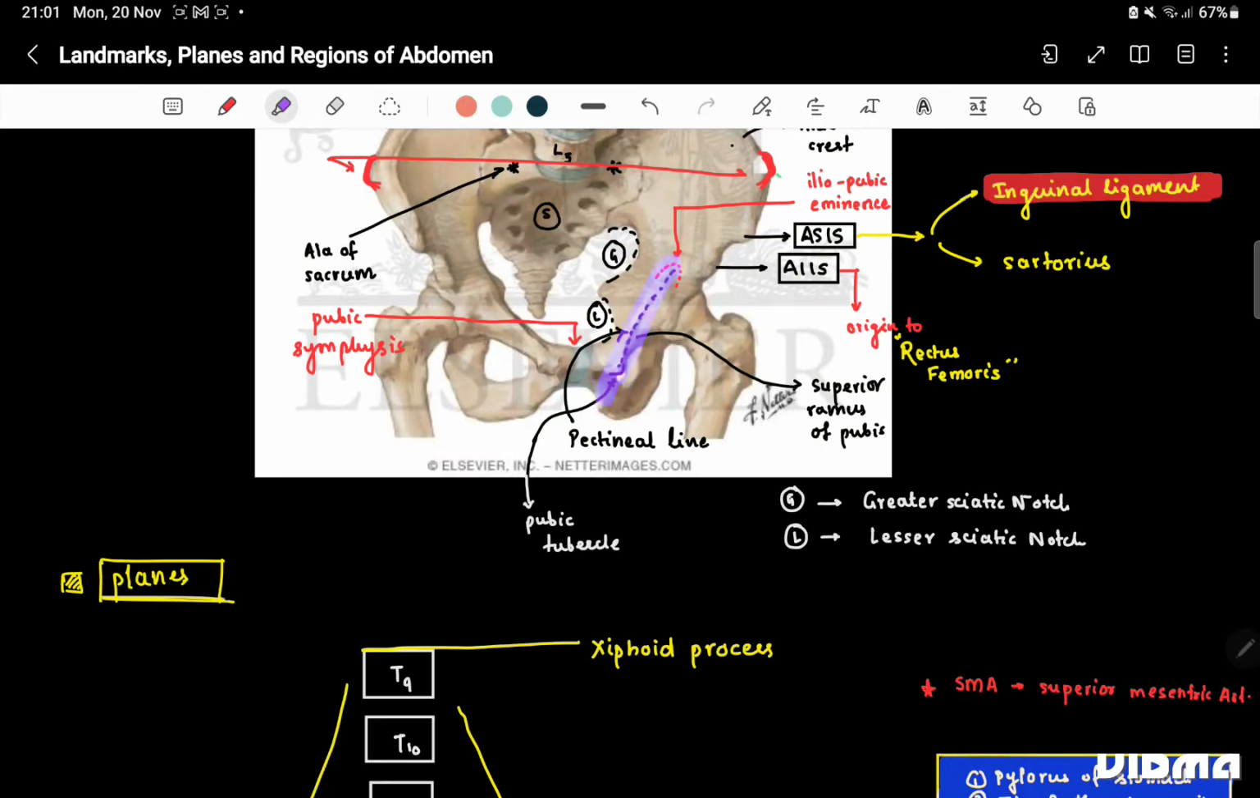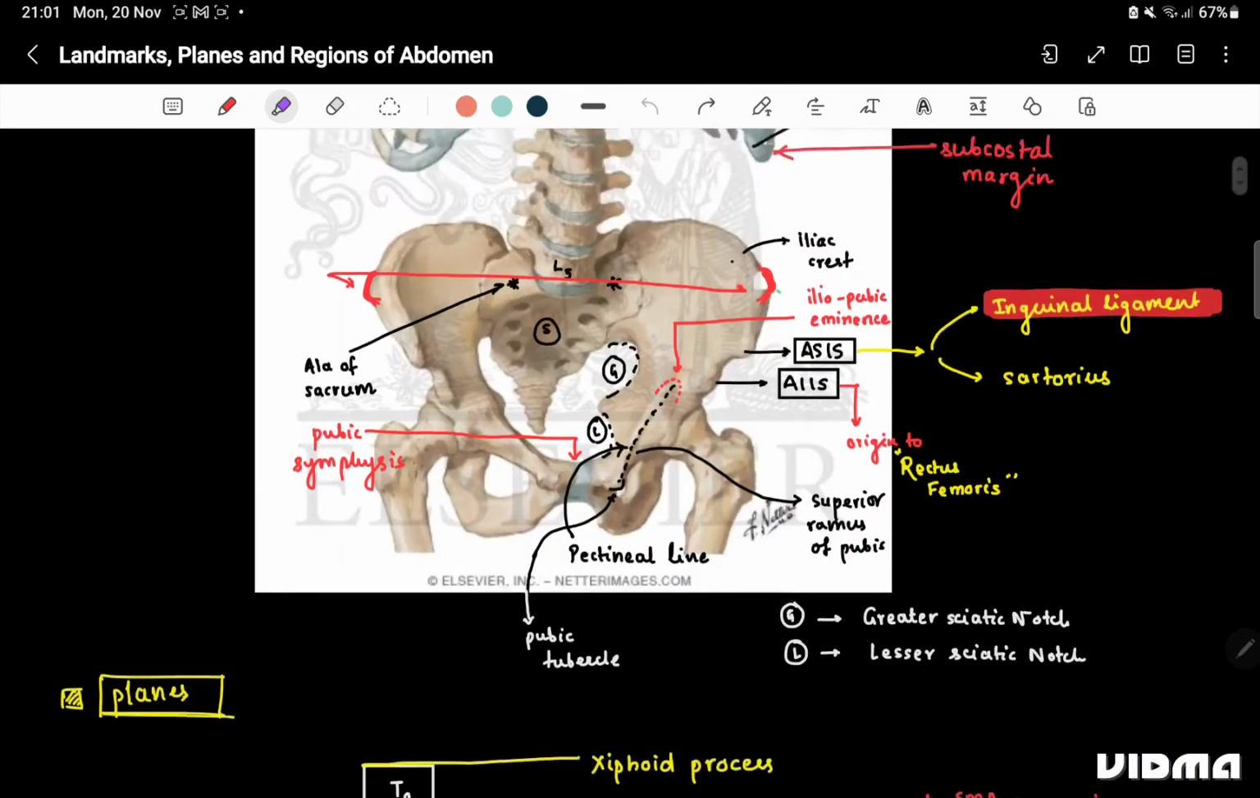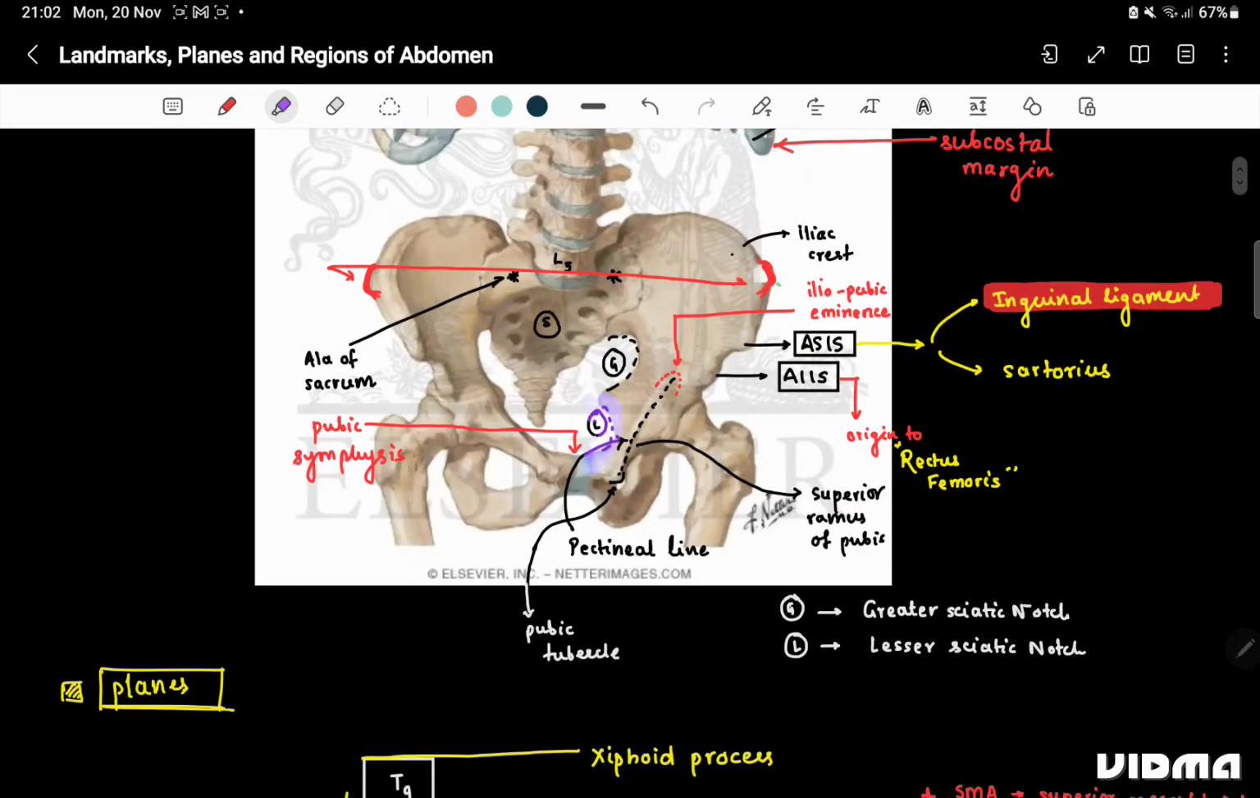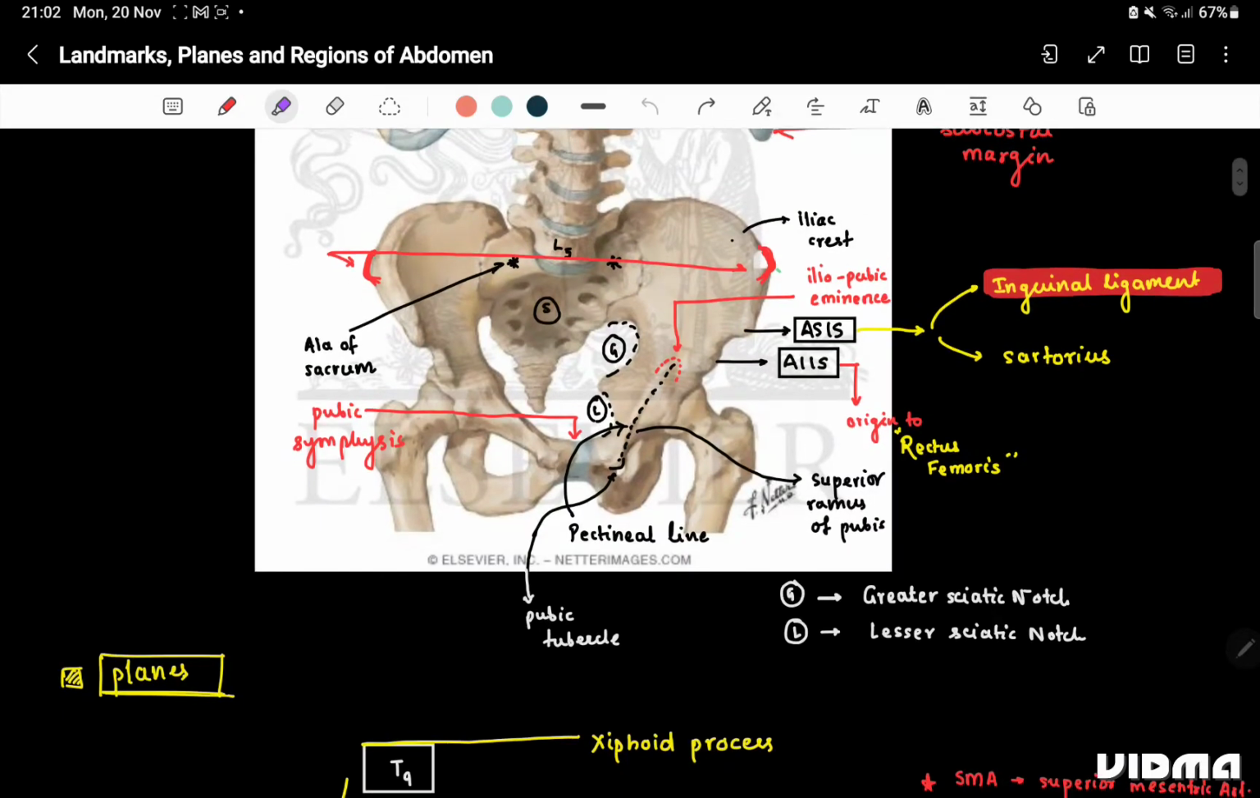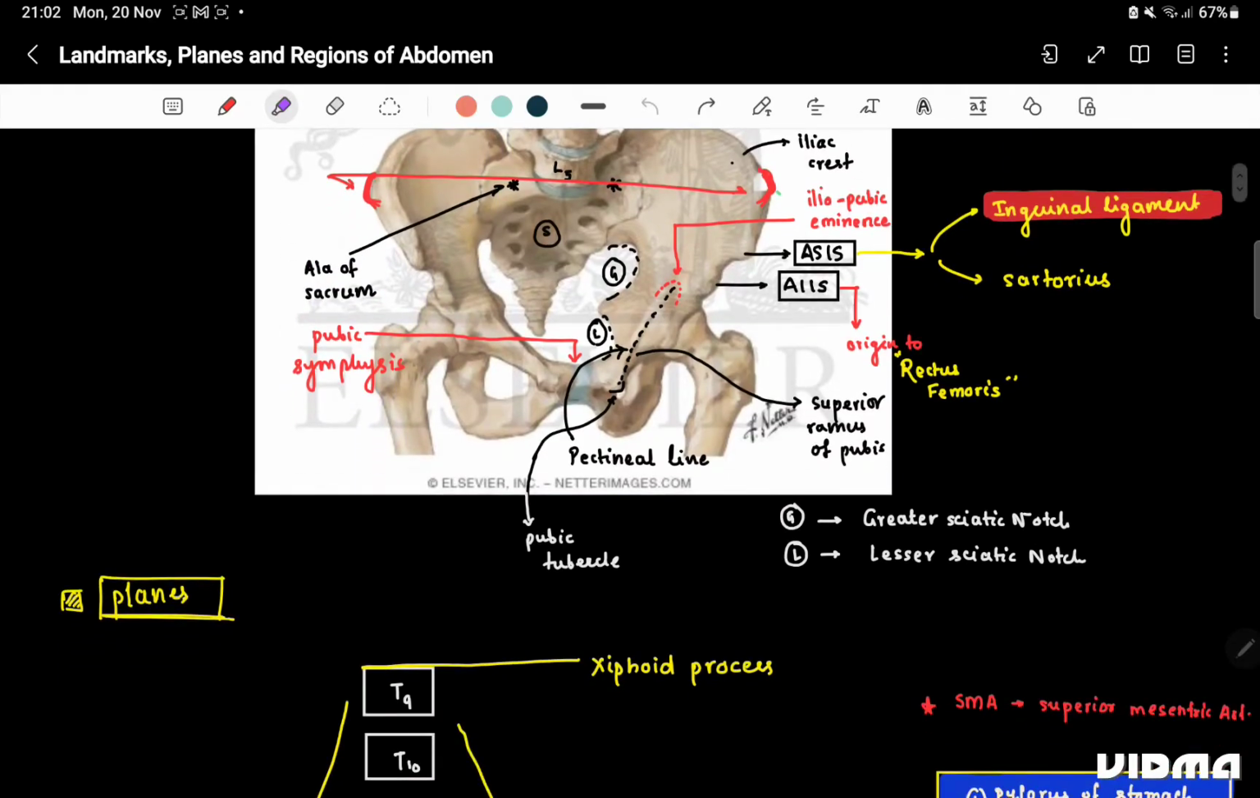There is a line which the superior ramus is connecting, the line connecting the pubic tubercle to the iliopubic eminence. This is the iliopubic eminence and this is the pubic tubercle. This line is called the pectineal line. Then your greater sciatic notch, lesser sciatic notch, your sacrum, L5 vertebra, and the ala of the sacrum. The obturator nerve passes just lateral to the ala of the sacrum, as you know from our lower limb discussion, and you have the pubic symphysis in this manner.